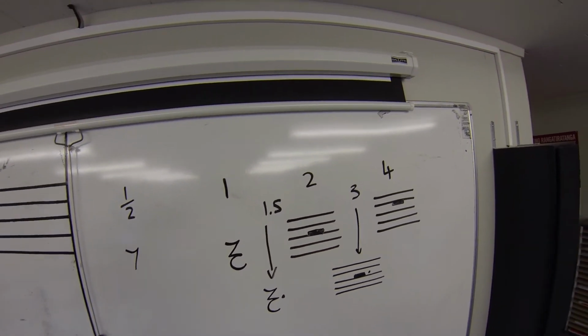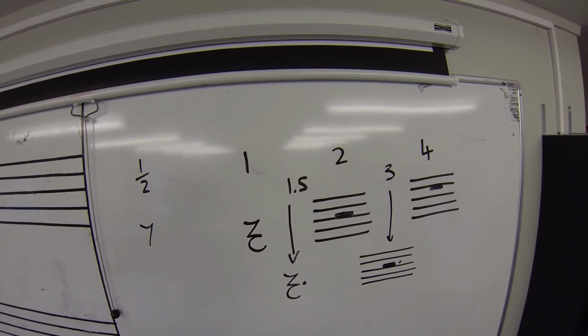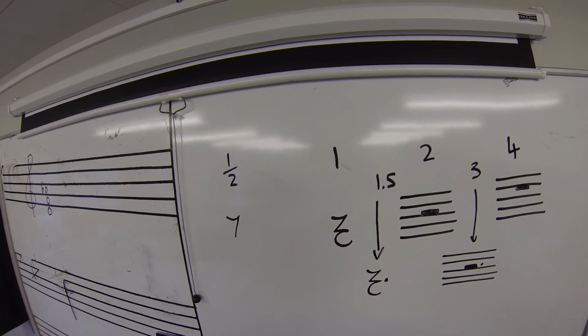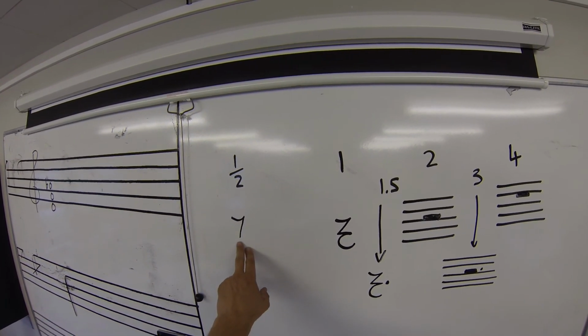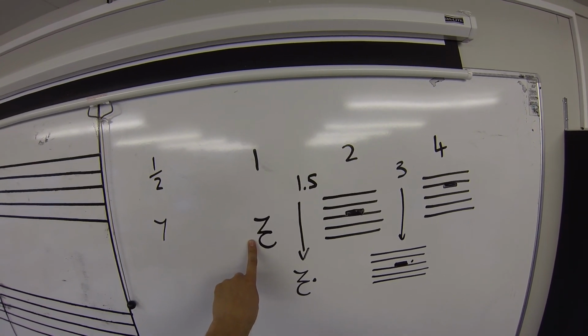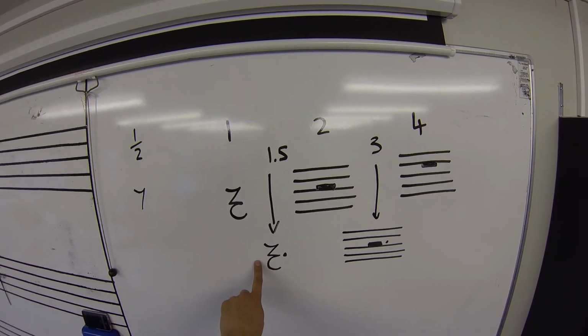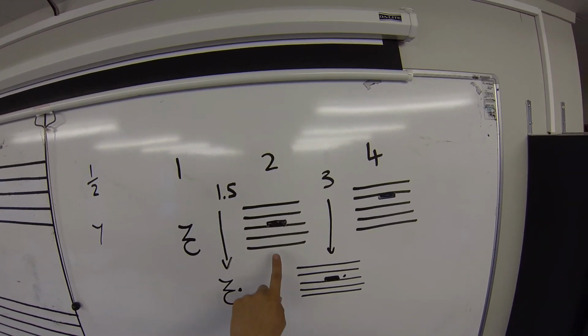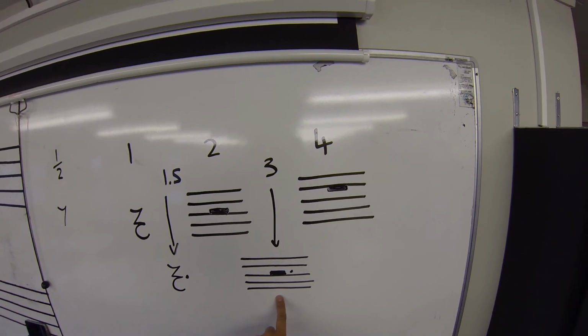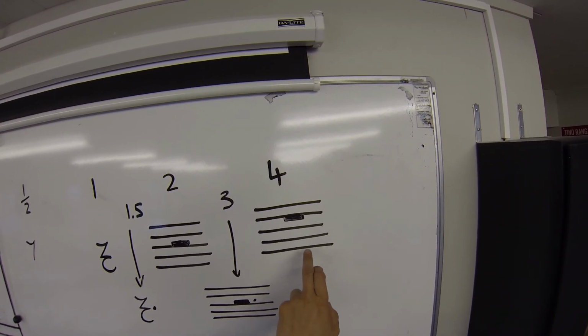That's all the rhythms that we need for our most basic level of music theory. We've got the half beat rest. We've got the 1 beat rest. We've got the 1.5, we've got the 2, we've got the 3, and we've got the 4 beat rest.